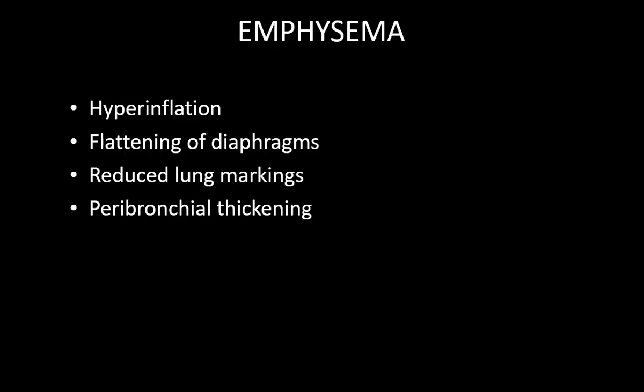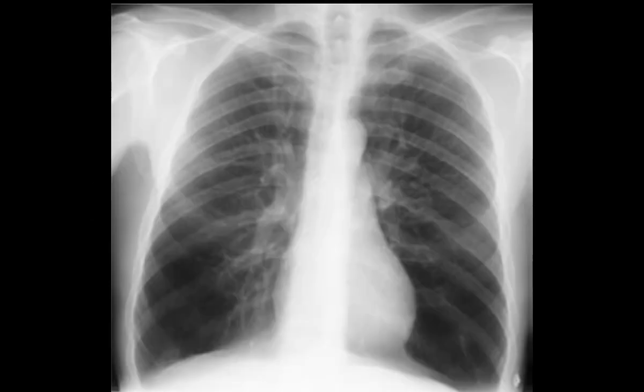Now emphysema, you all know there is hyperinflation. Because of hyperinflation, there is flattening of diaphragms, there are reduced lung markings, and there is peribronchial thickening. So this is how an emphysematous lung looks like. You can see it is all hyperinflated, the diaphragm is pushed down, and you can see reduced bronchovascular markings.